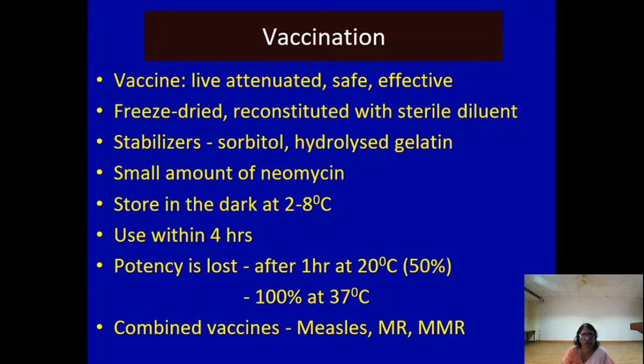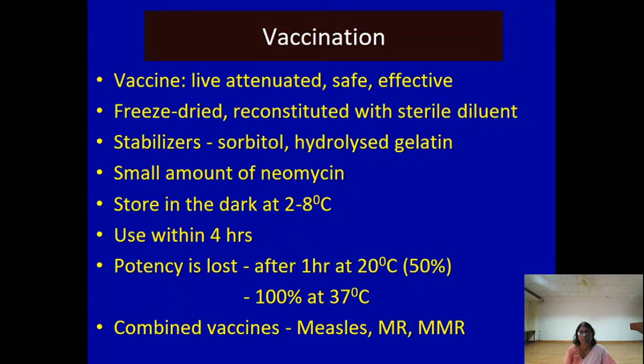Prevention. How do you prevent measles? That is our important part of our session today. Vaccination. Vaccine, it is a live attenuated vaccine. It is very safe and effective. It is a freeze-dried vaccine. So you reconstitute with sterile diluent. The diluent comes along with the vaccine. You should not buy from outside.